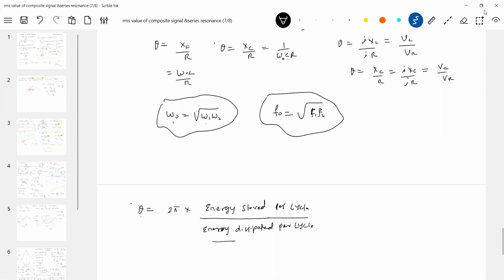So the energy stored per cycle by energy dissipated per cycle. They may ask this one here. You have to be very careful with this particular formula. So for any tuning circuit, we prefer Q to be very high.